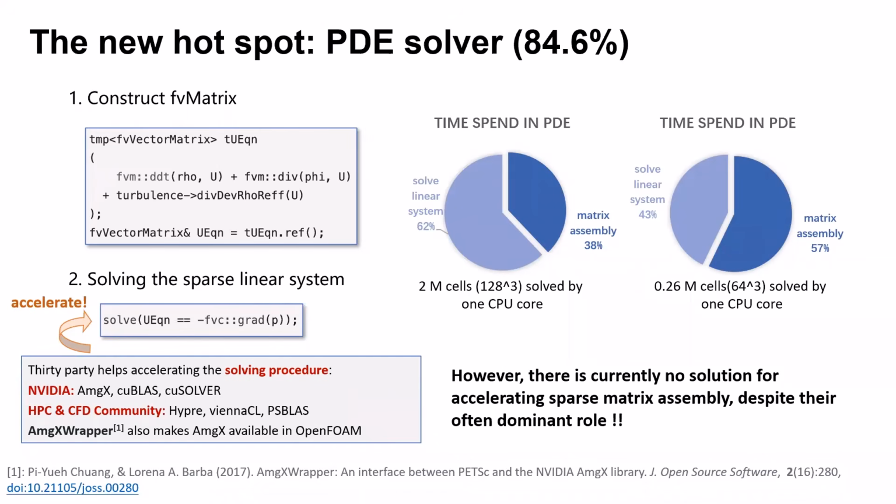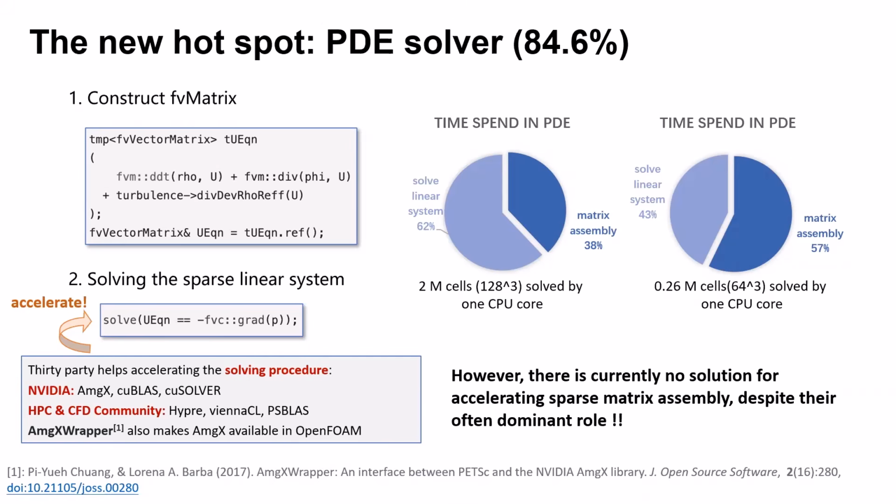It mainly consists of 2 parts. The first is constructing the matrix, and the relevant code in OpenFOAM is fvm::ddt, fvm::div, and so on, these things. And the other part is solving the sparse linear system. The code is just solve.